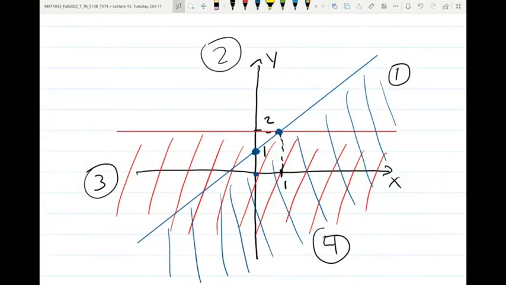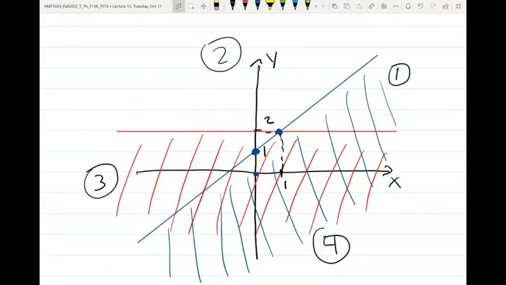So, between these two lines, that's number 1. Then this side is number 2, between the two lines. You see what I'm saying? And this is the other side, that's what I mean by number 3. And this is the other side, this right here. That's what I mean by number 4.